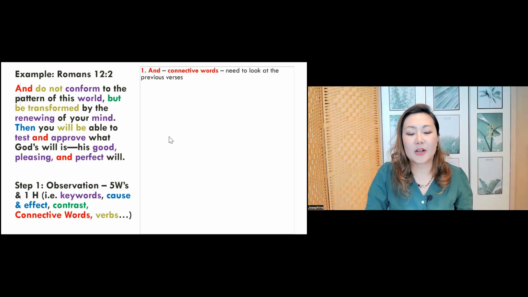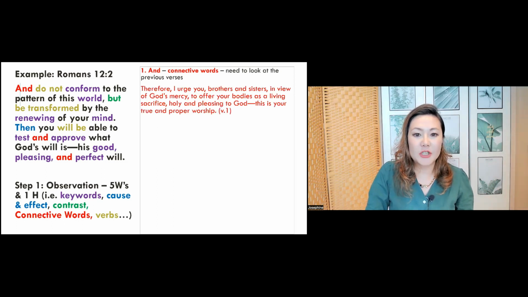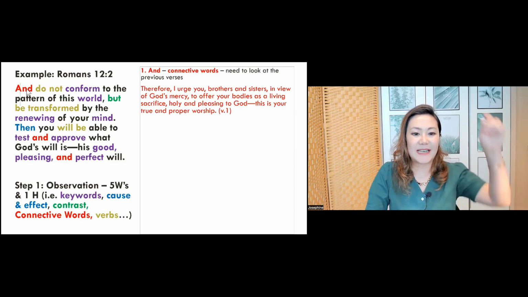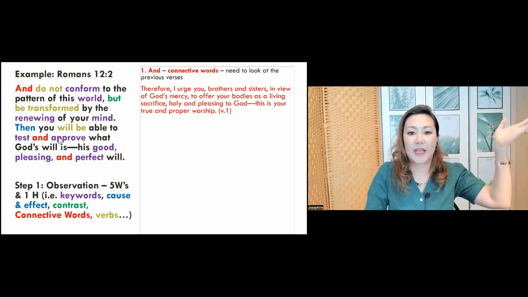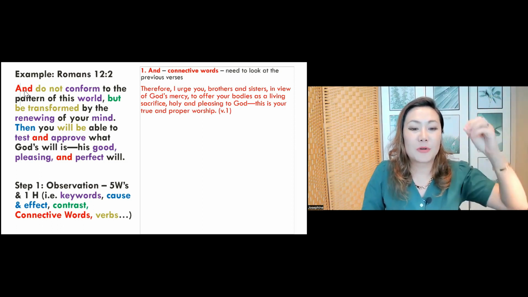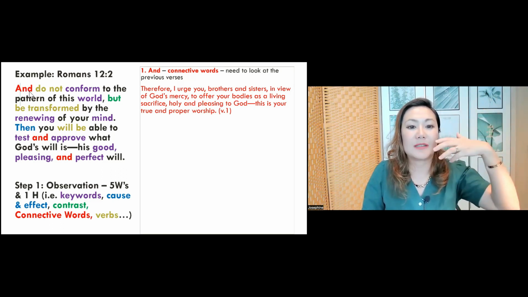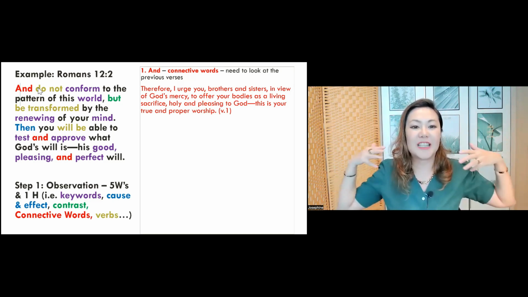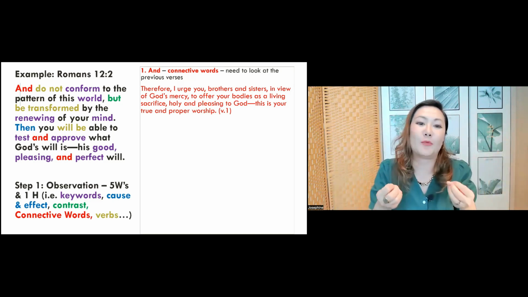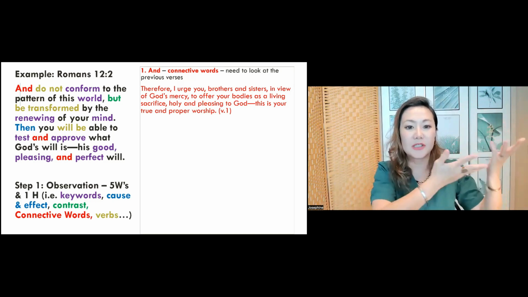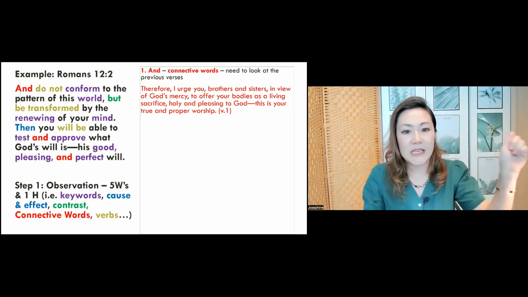So let me just go through here. The first one I want you to pay attention to is the "and." Do you see the "and" there? What does it mean? Usually, it means it is connected to something else, something beforehand. So when we see a connective word like this, we need to go back to the previous verse or verses. What have they been talking about here? It's like someone in a conversation, right? You kind of came in the middle of the conversation, so you want to find out what has been said earlier. Whenever you see a connective word like this, you need to go back to the previous verses.